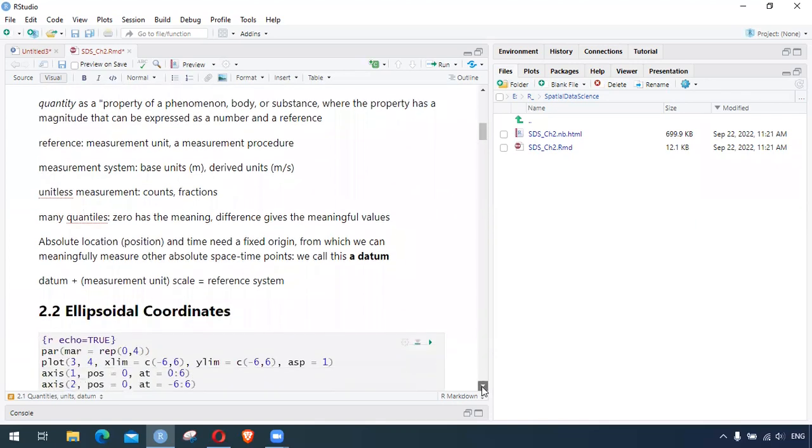And the datum, what a datum is, is really the absolute position and time. So it has some fixed origin from which, if we go away from that point, we get a meaningful measure. So that is the datum. It is the fixed or absolute position and time. That is what a datum is. And when the datum comes with a scale as the measurement unit, this gives us the reference system.